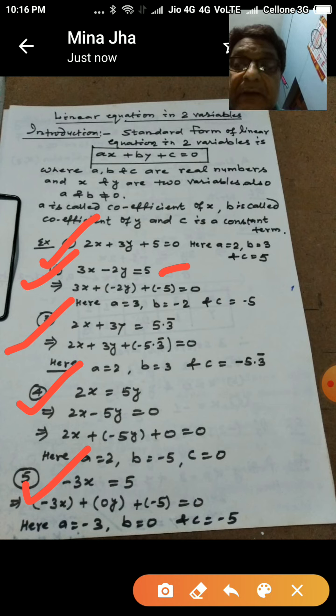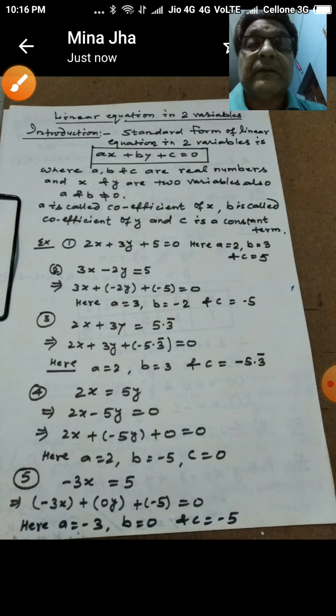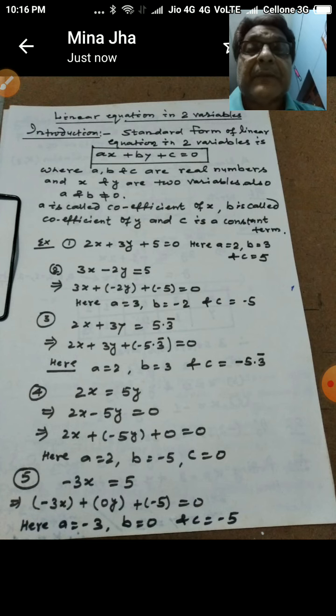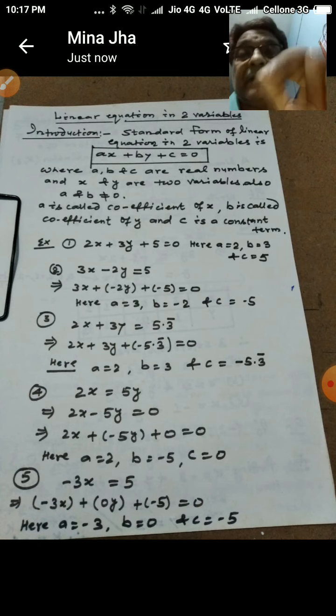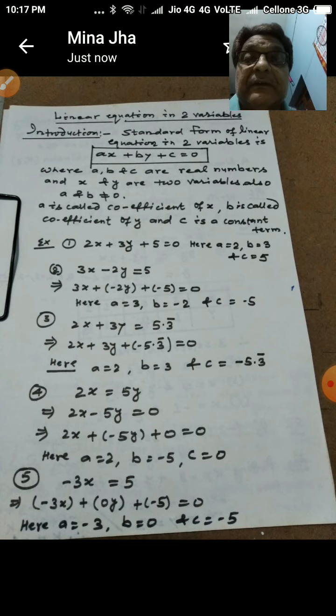So then it is minus 3x plus 0y plus under bracket minus 5 equal to 0. Now a is minus 3, b is 0, and c is minus 5. So okay students, in your textbook, the first exercise contains such questions where many linear equations in two variables are given, and it has been said to write the given equations in standard form and then to write a, b and c, so that question can be answered with the help of this discussion.